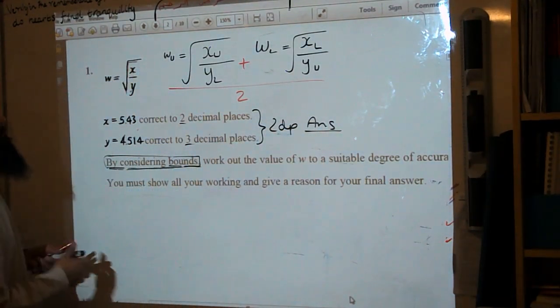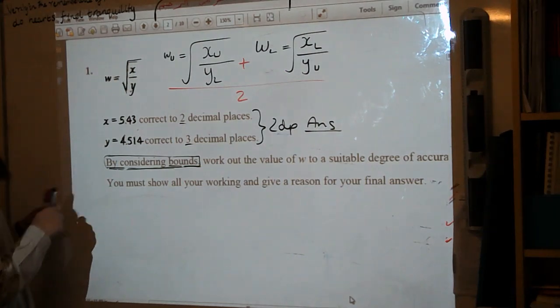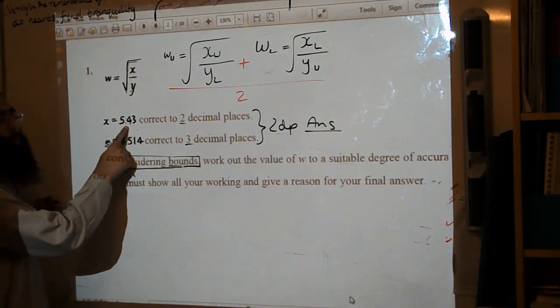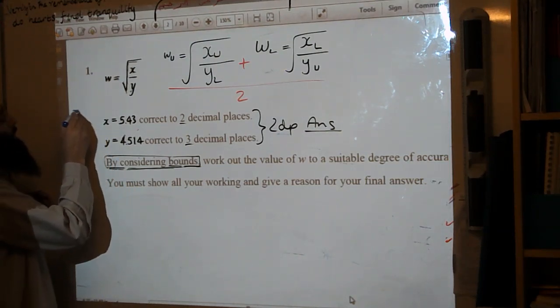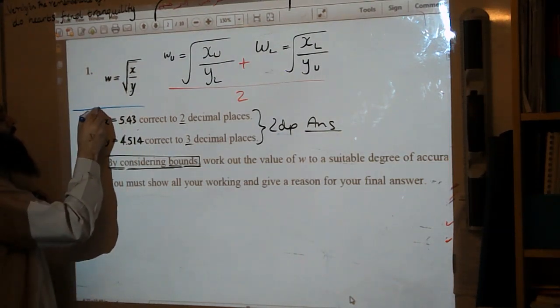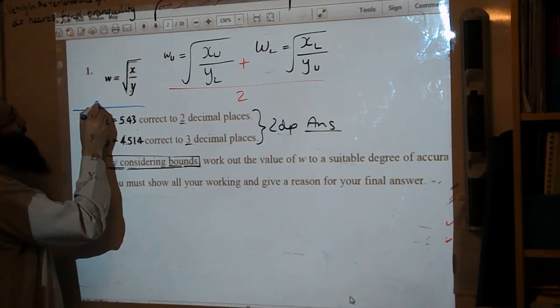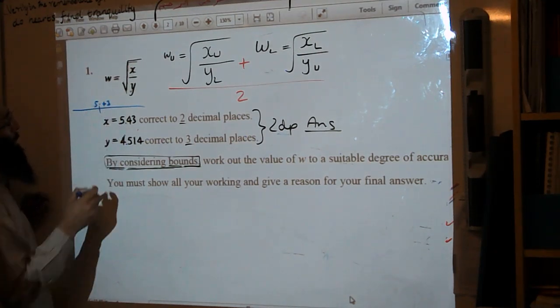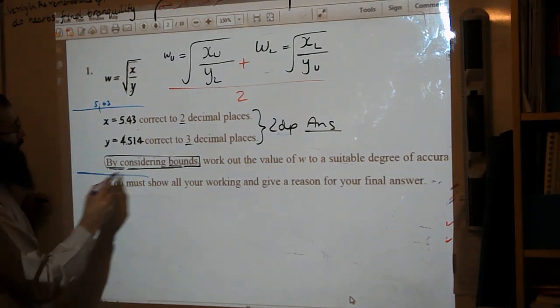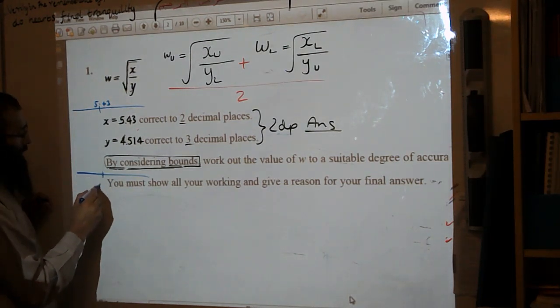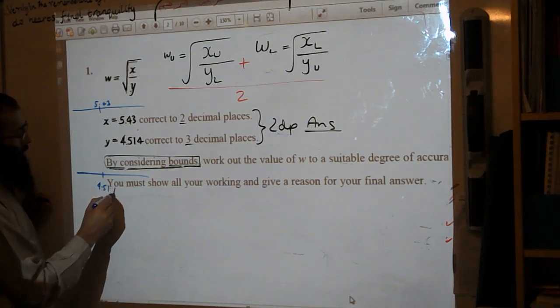Okay, now let's have a look. Now x is equal to 5.43 cut to 2 decimal places. Okay, we're going to draw a line here and we're going to put here 5.43. y is equal to 4.514. Put a line here and 4.514 goes there.